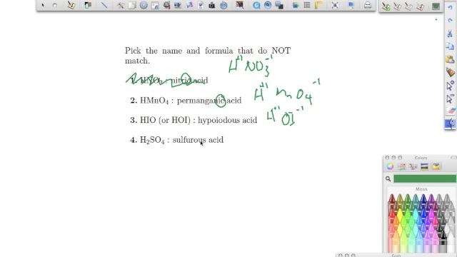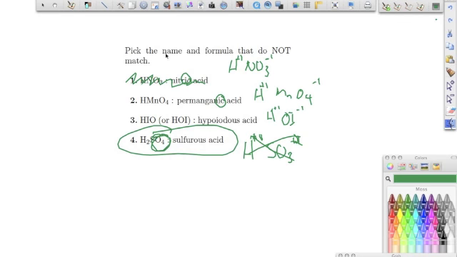And then lastly, we have sulfurous acid. So OUS used to be ITE, or sulfite, which would be hydrogen bonded to SO3, which is +1 and -2, which we crisscross. But we see that they put an SO4. SO4 is actually sulfate, which would have been sulfuric acid. So that one's wrong, so that would actually be the one that does not match. So number 4 is the correct answer.